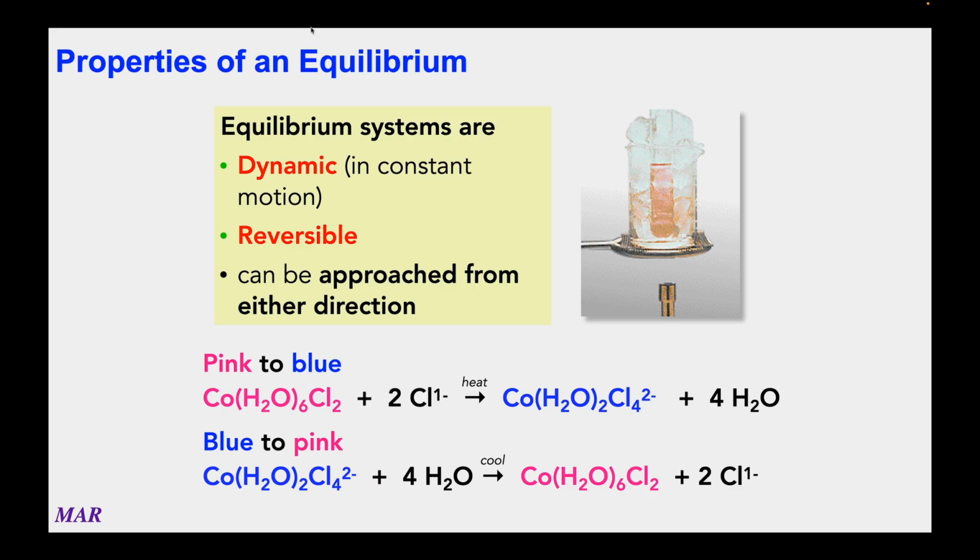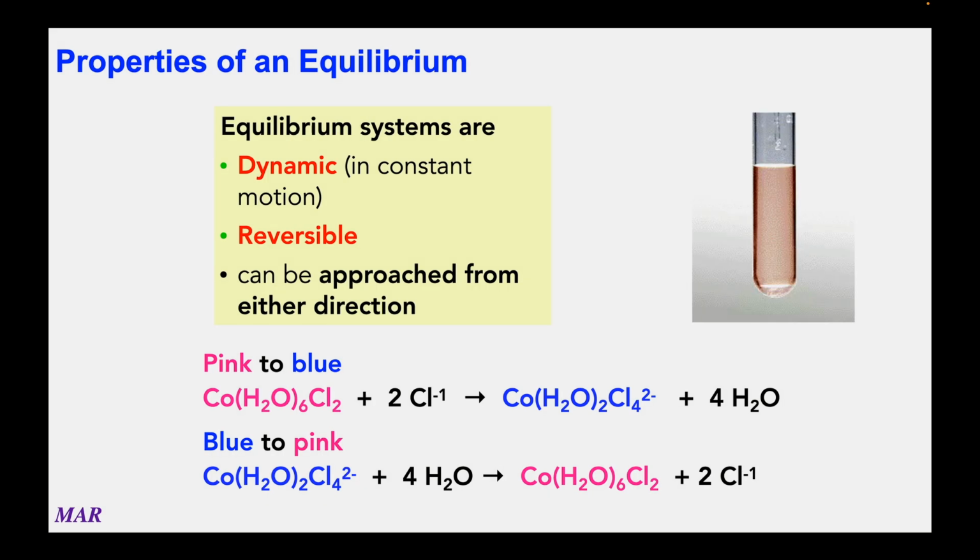You can think about the pink reactant going to the blue product, and also think about the blue reactant going to the pink product. And this is an example of how equilibrium systems are so important when it comes to chemistry. At room temperature, a solution of cobalt chloride is pink in color. When we heat it, it gradually turns blue. If we then cool the solution in an ice bath, it turns pink again.